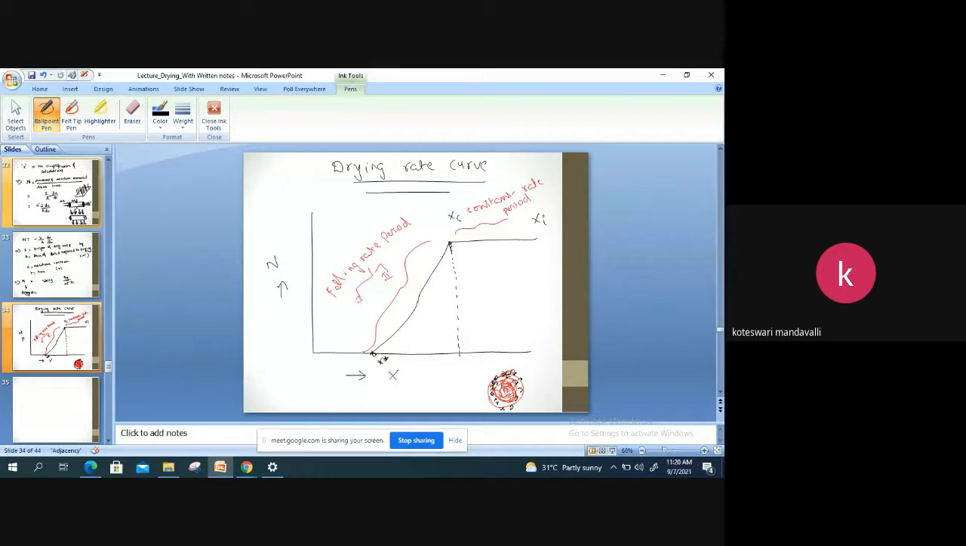So this is the moisture content you have. So what is happening? See, what is the water on the surface?